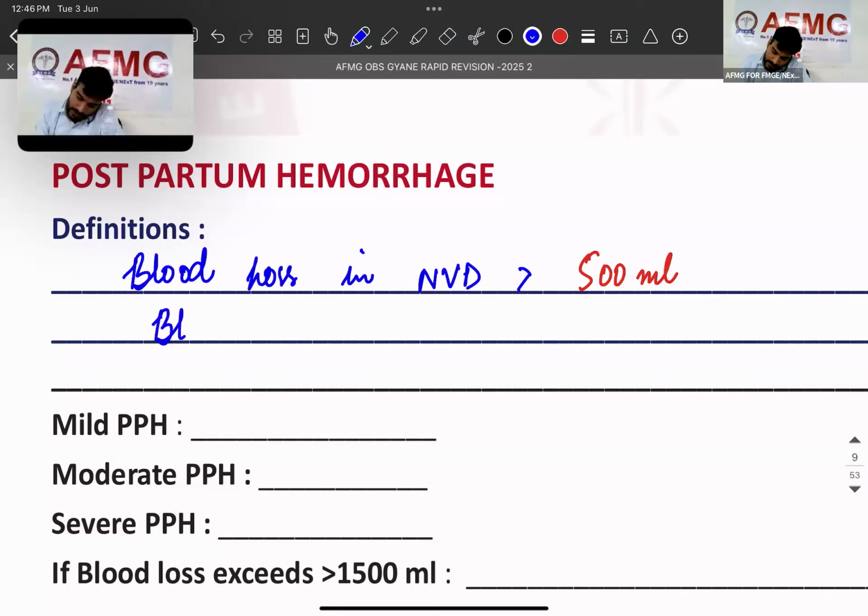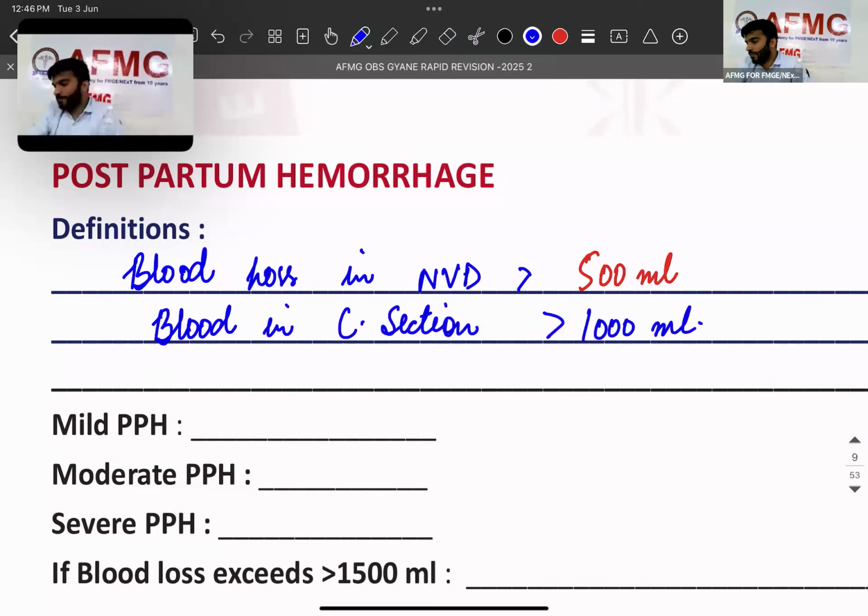Sir, blood loss in cesarean section more than 1000 ml. Sir, it is easy to see postpartum hemorrhage? No, it's very difficult. Patient can die in just a couple of minutes because patient goes into the shock, injury happened, है ना?